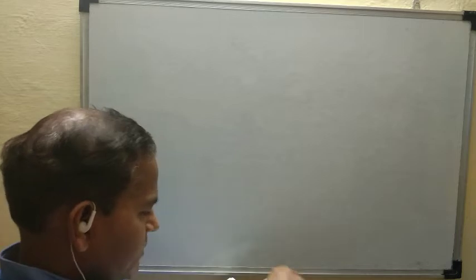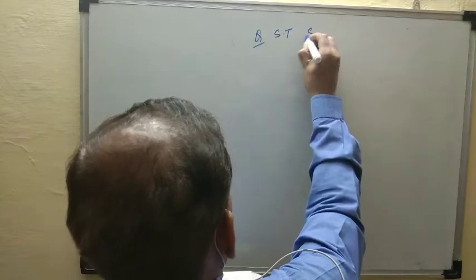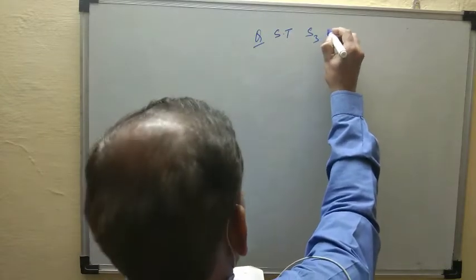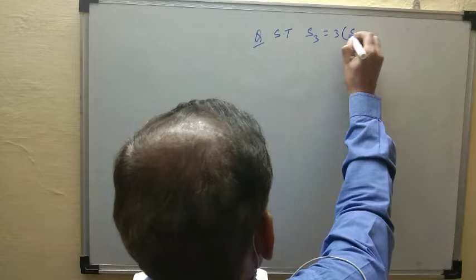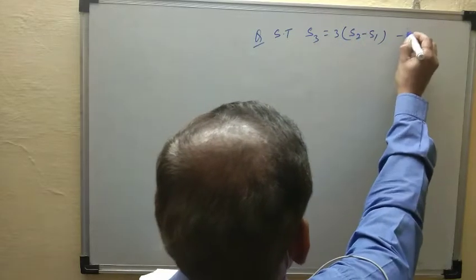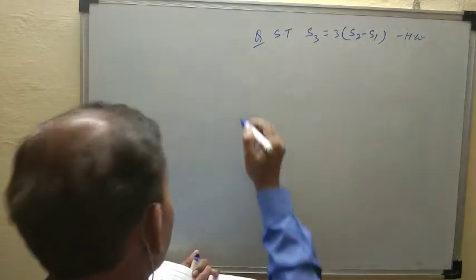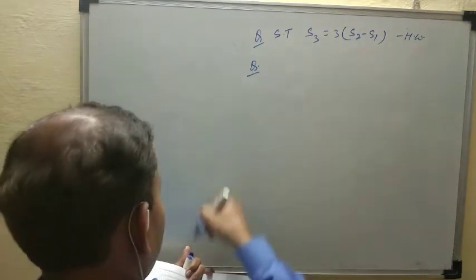Next question is same as, so that S3 is equal to 3 into S2 minus S1. This is a homework, same as previous example. Next question.